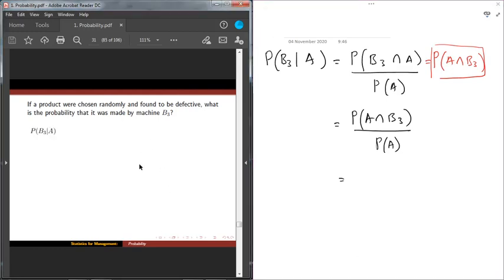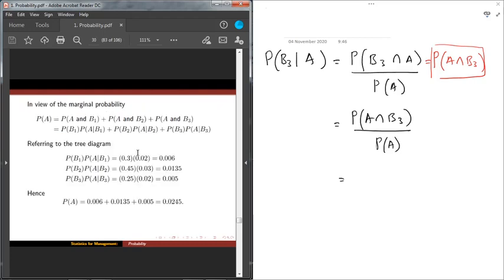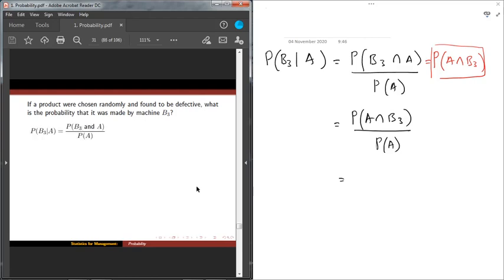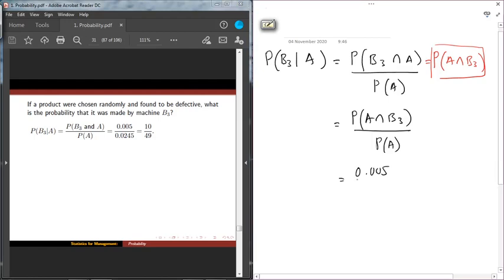So you can see here B3, this is the idea, and how I get 0.05 from here. Remember, 0.05, A, B3 is what? 0.005, not 0.05, 0.005. And what was our PA just now? 0.0245, and the answer should be 1049.